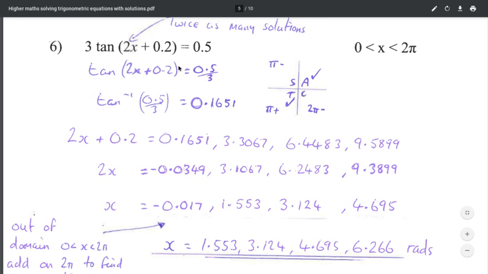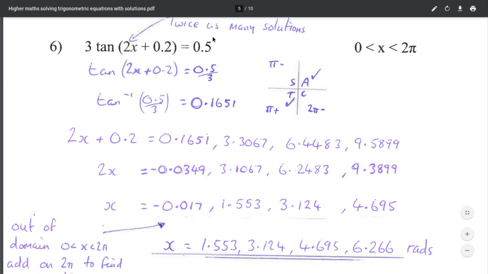So let's divide through by 3. Find the inverse tan of 0.5 over 3, or the inverse tan of 1/6. So that is 0.1651 radians. We are doing a tan question. It is a positive value of tan, so therefore we're looking in the 1st and the 3rd quadrant. So it's normally 180 plus there, but we're in radians, so it'll be pi plus. So 0.1651 and pi plus 0.1651.